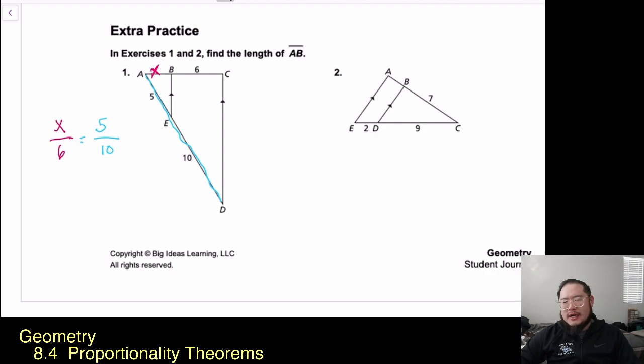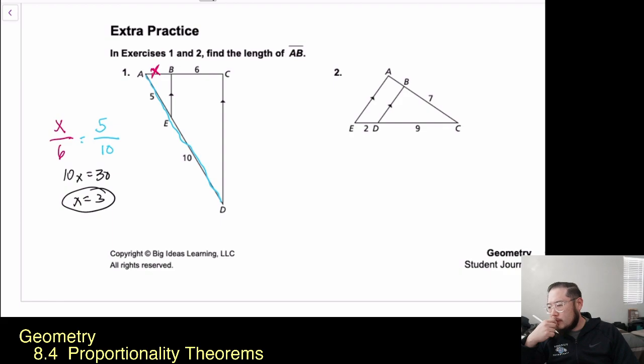So pay close attention once again. Where are these segments being put in our proportion? I try to put them on the same side and then set them up: numerator, denominator, same side, the two segments, and the same with the other sides. So we'll cross multiply. I've got 10x is equal to 30, and then dividing both sides by 10, x is equal to 3.